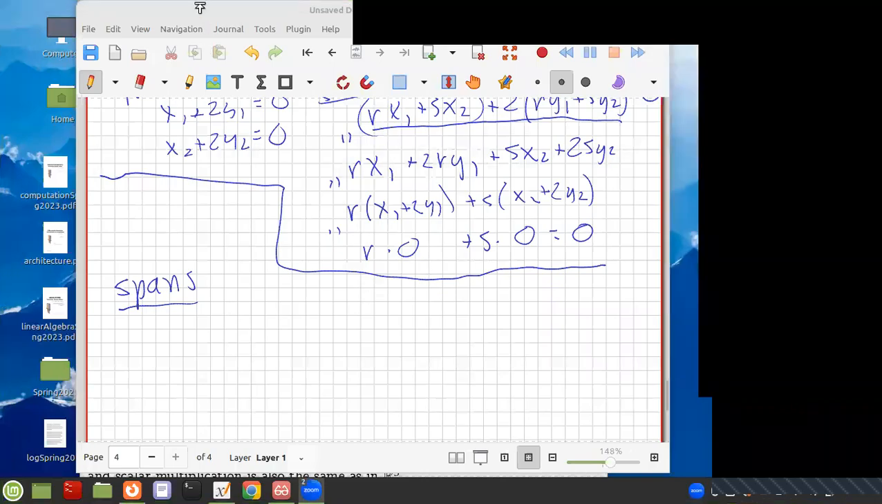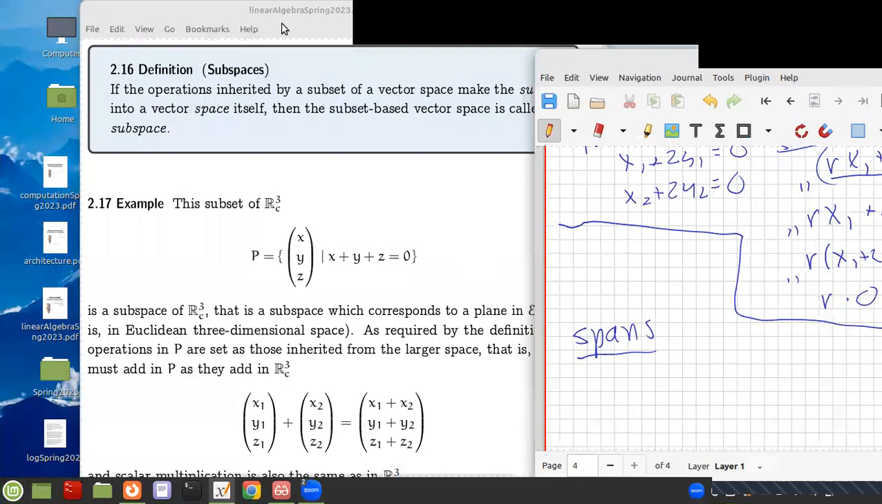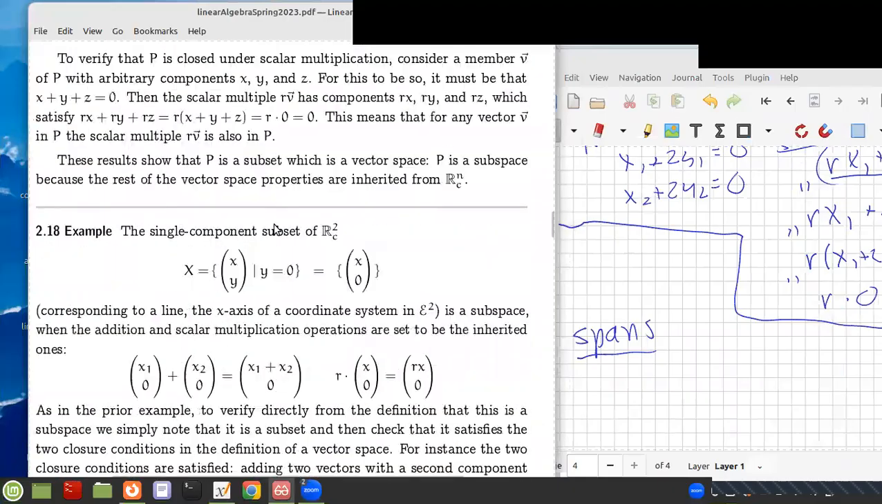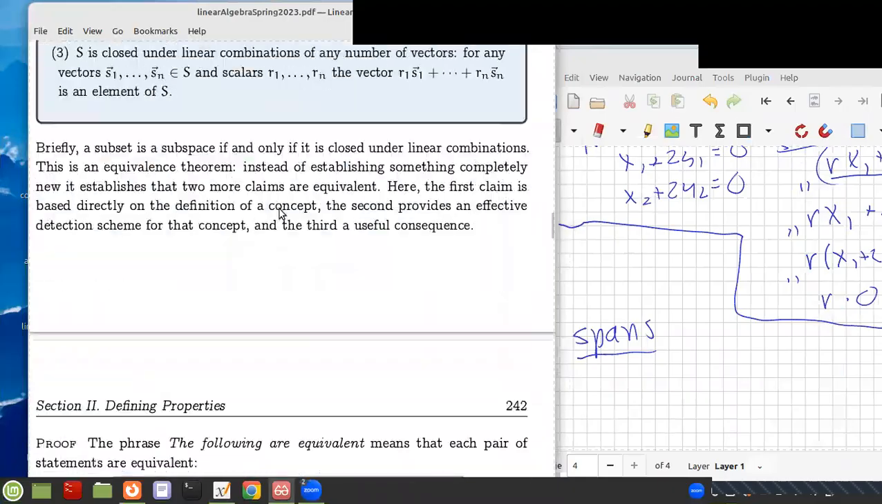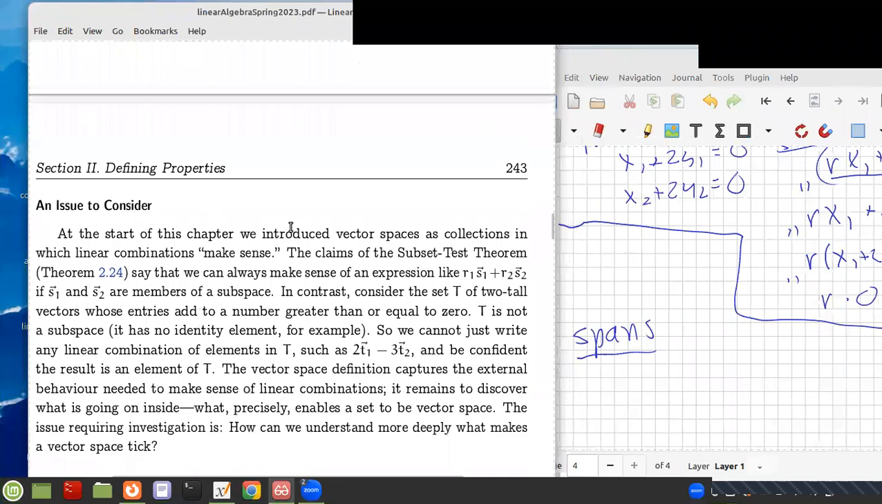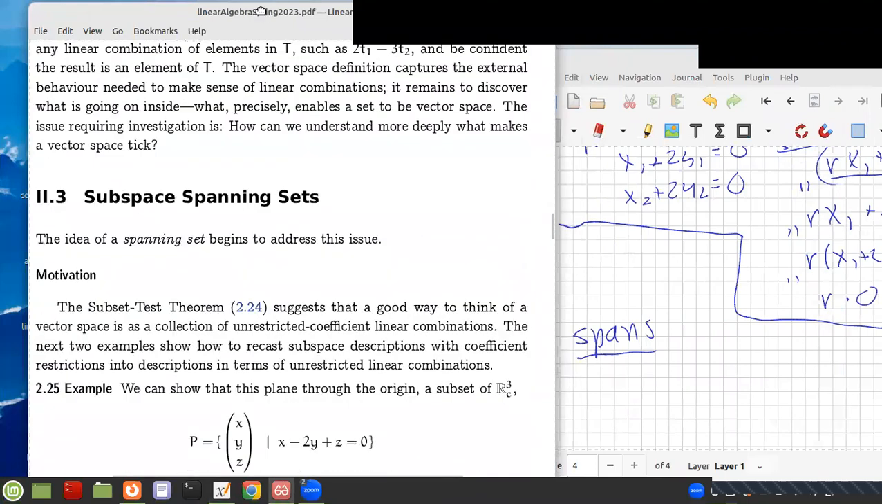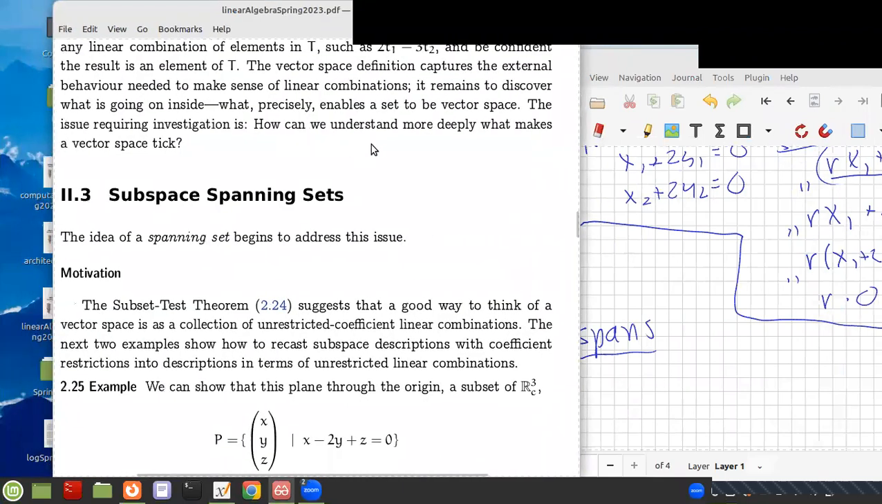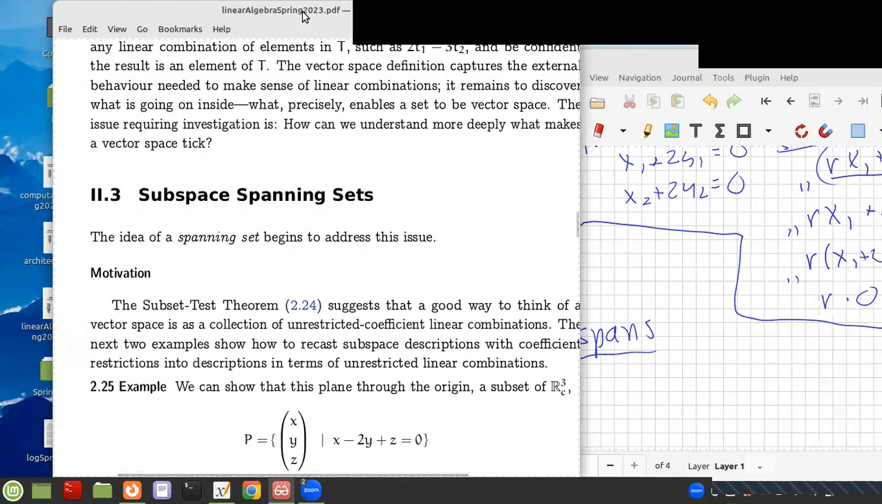So now we come to spans, which comes after subspaces and the subspace test theorem. It's this idea of querying how we can understand more deeply what makes a vector space tick, its internal properties. The idea of a spanning set begins to address this issue.